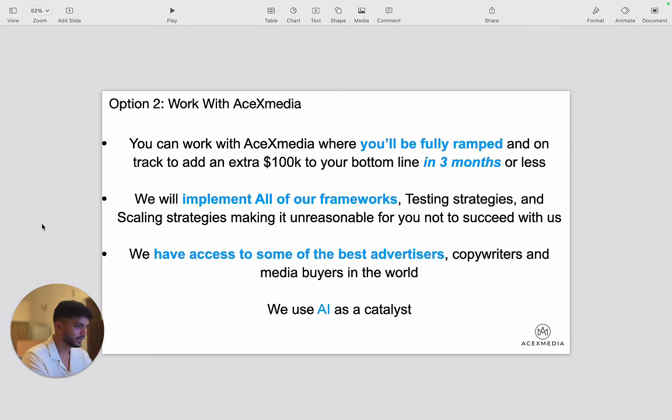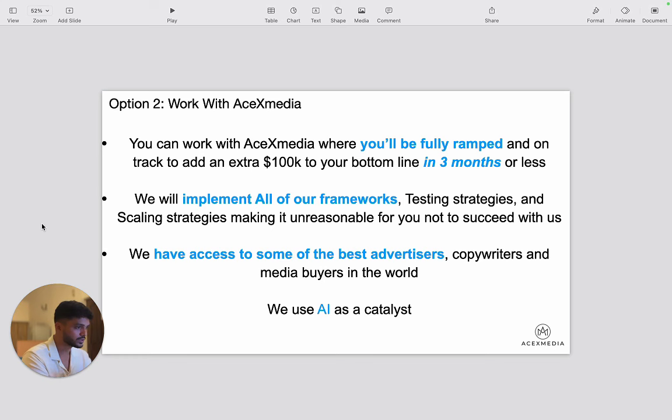Or what you could do is the second option. You can work with us, and within 3 months, you would be fully ready to add an extra $100,000 per month to your bottom line. We will implement all of our strategies and all of our frameworks that I just walked you through, and it's going to make it unreasonable for your brand to not see better returns.